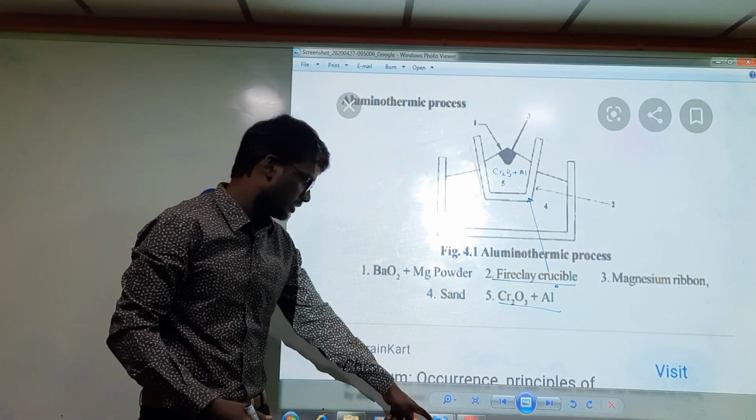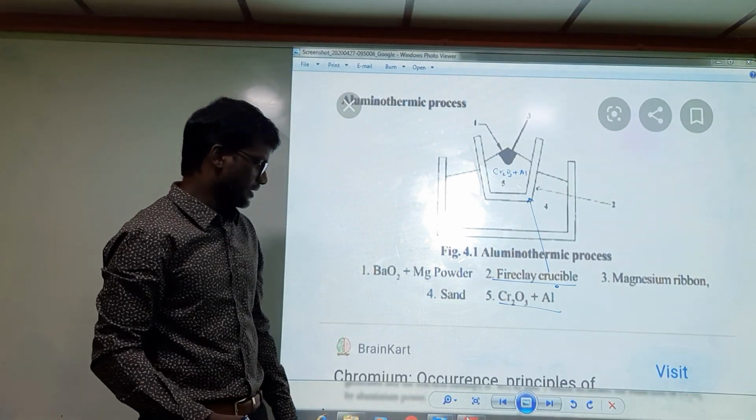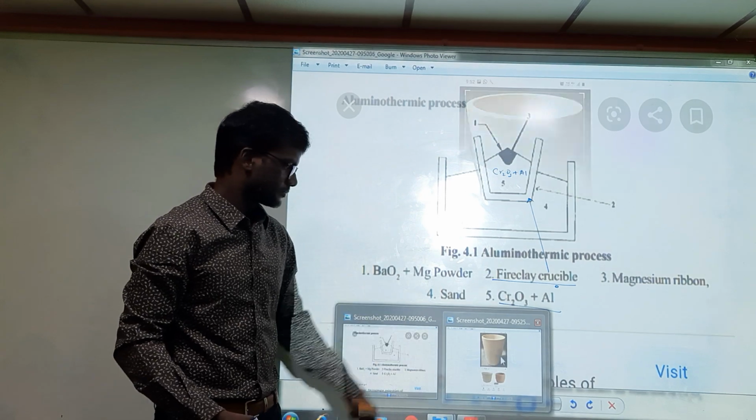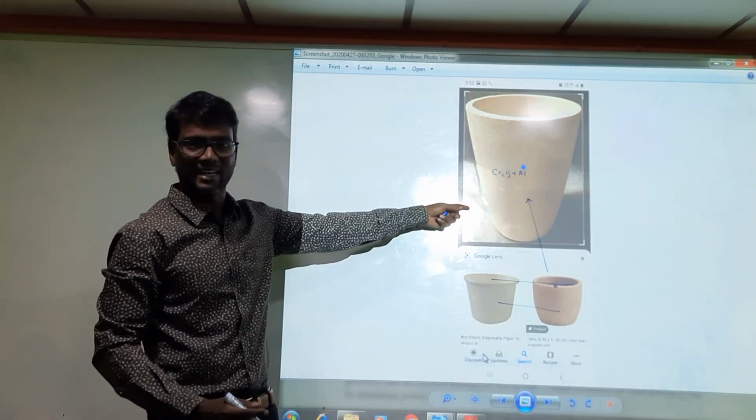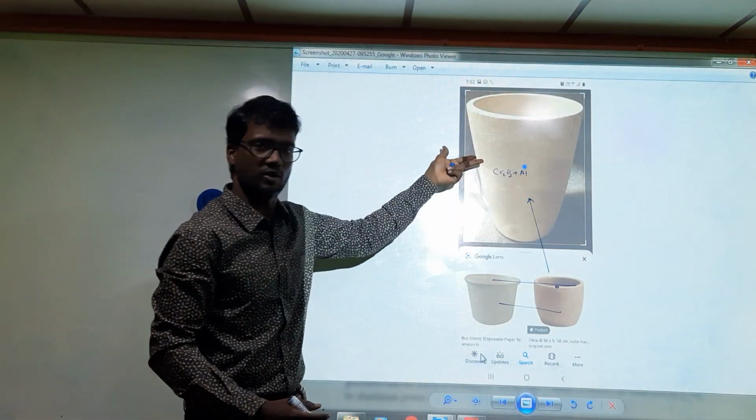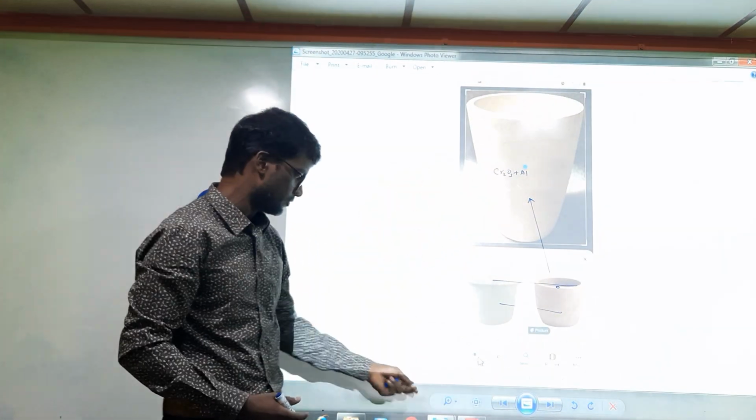You can say vessel. I'll just show you the image of what a fire clay crucible is. This is the fire clay crucible. It just looks like this. This is a fire clay crucible used in industries. Fine, you can go back.